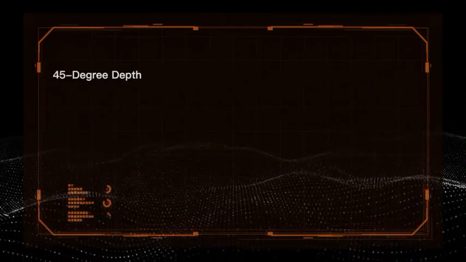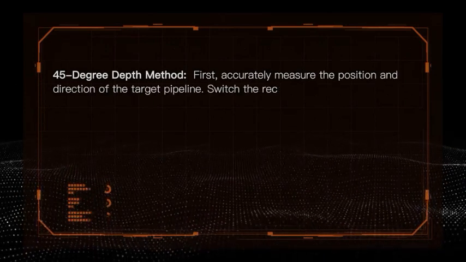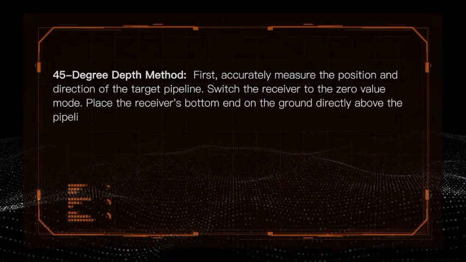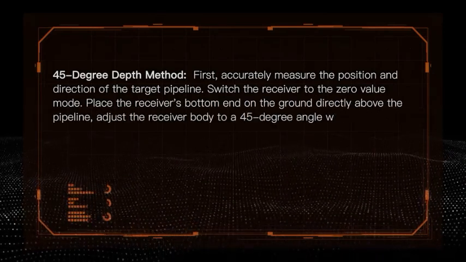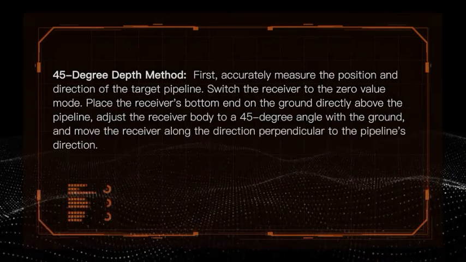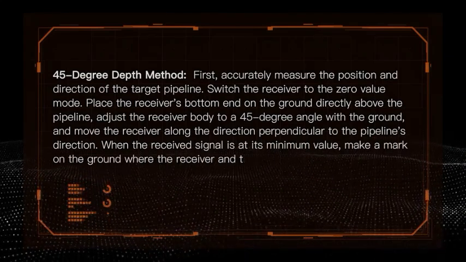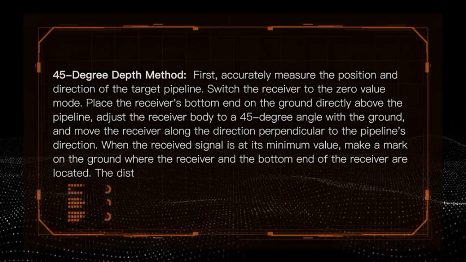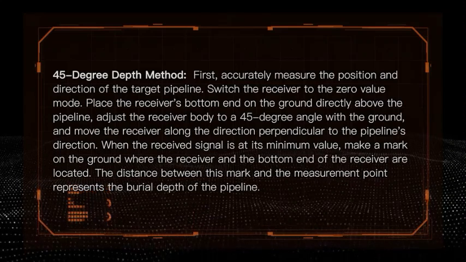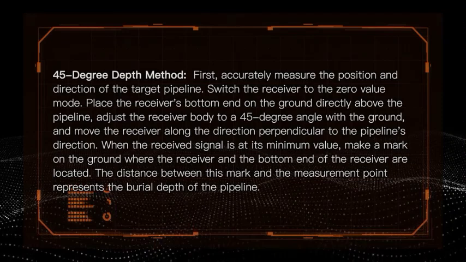45-degree depth method. First, accurately measure the position and direction of the target pipeline. Switch the receiver to the zero value mode. Place the receiver's bottom end on the ground directly above the pipeline. Adjust the receiver body to a 45-degree angle with the ground, and move the receiver along the direction perpendicular to the pipeline's direction. When the received signal is at its minimum value, make a mark on the ground where the bottom end of the receiver is located. The distance between this mark and the measurement point represents the burial depth of the pipeline.